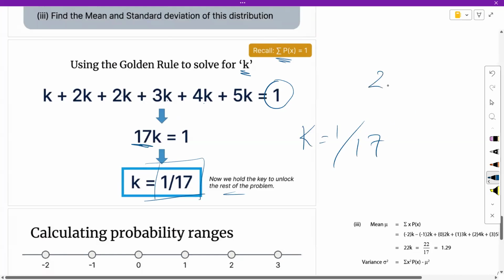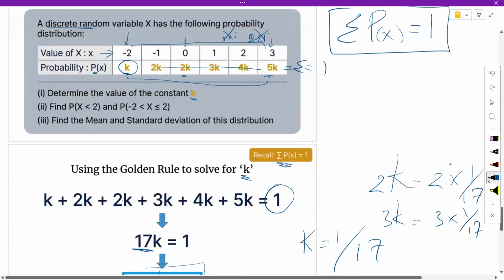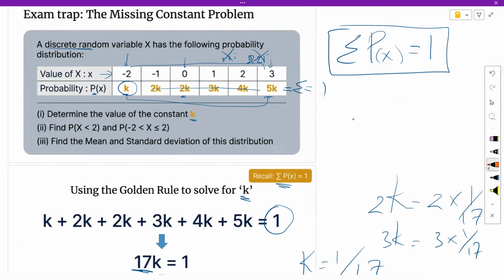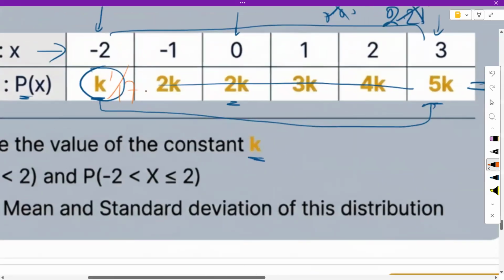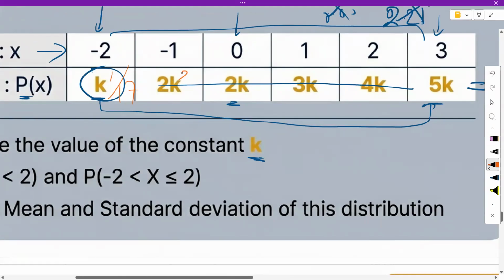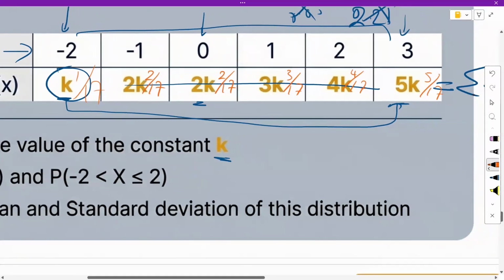If you have 2k, its value is what? 2 into 1 over 17. If it is 3k, very simple, 3 into 1 over 17. Now we can substitute. Here k means 1 over 17: 1 over 17, 2 over 17, 2 over 17, 3 over 17, 4 over 17, and 5 over 17. When you add all these together, you should get exactly 1.